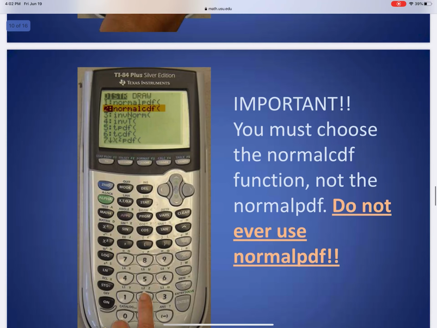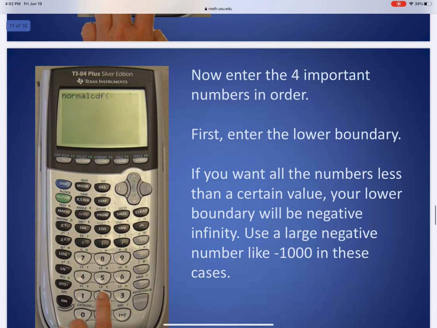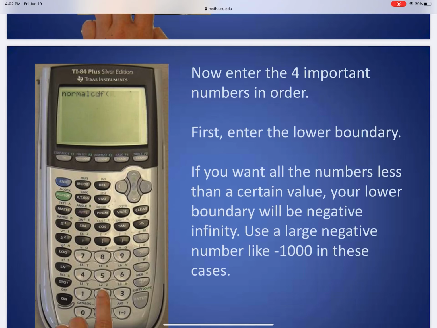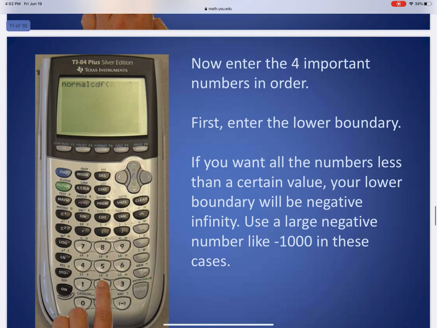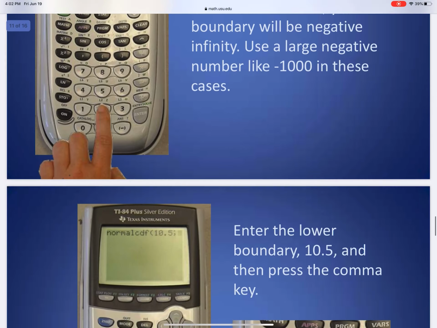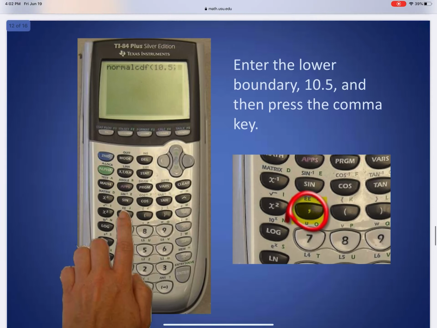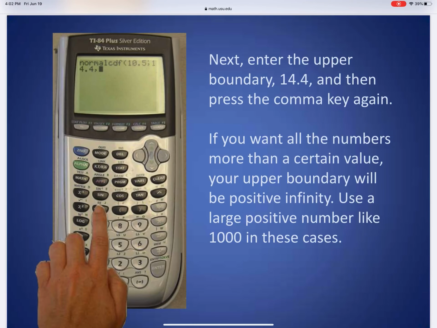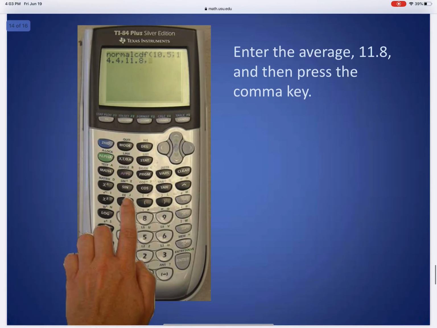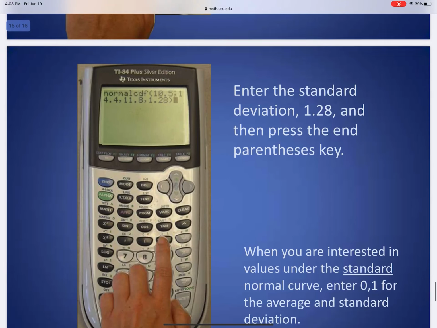Normal CDF, you must choose the normal CDF function, not the normal PDF. Do not ever use normal PDF, okay? So there's 4 important numbers, all right? So there's a lower boundary. So if you want all the numbers that are less than a certain value, your lower boundary, make it negative 1,000, okay? And then enter your lower boundary, and then the comma key, and then your upper boundary, comma key, then the mean, which for us will be 0, and then standard deviation of 1, and then close it out.